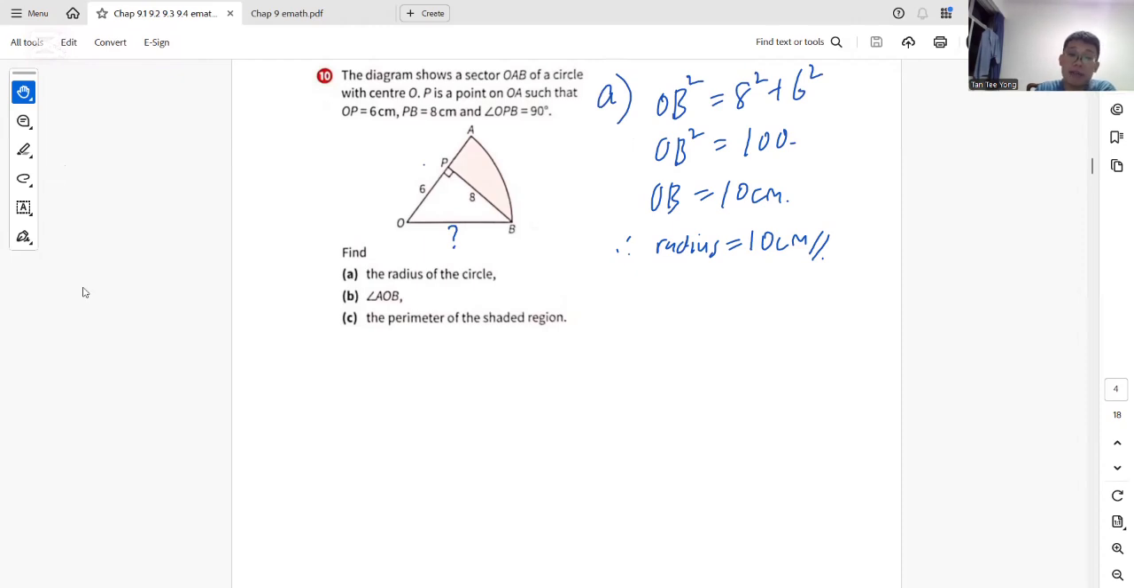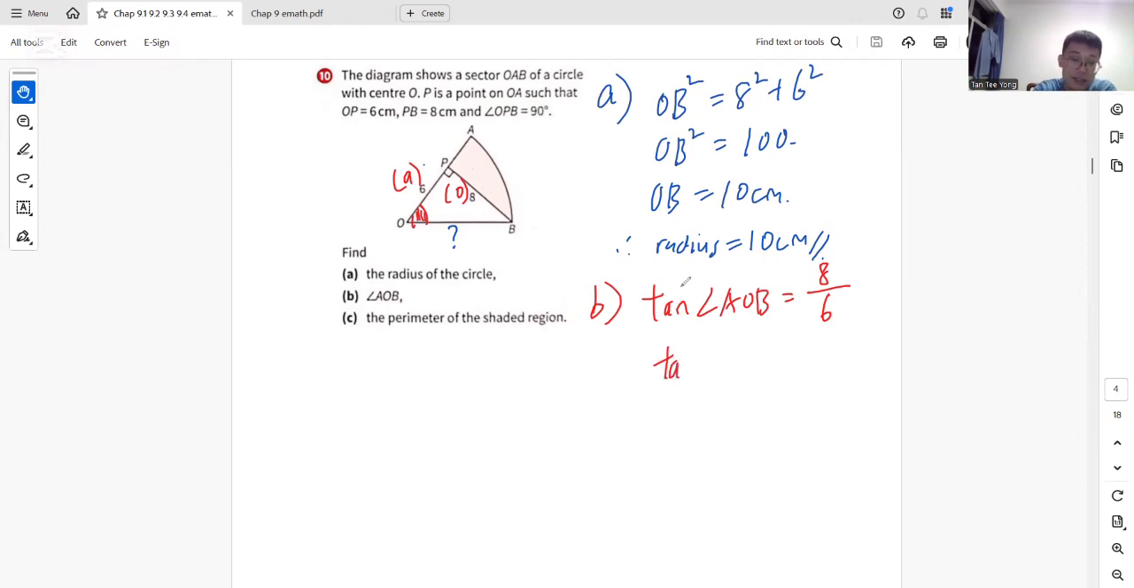Now let's do part B in red ink. Angle AOB, so they want this angle. Because triangle OPB is a right angle triangle, we can use SOH CAH TOA. This is the angle that we want to find. This is the opposite, this is the adjacent. So tangent of angle AOB equals opposite, which is 8, over adjacent, which is 6.